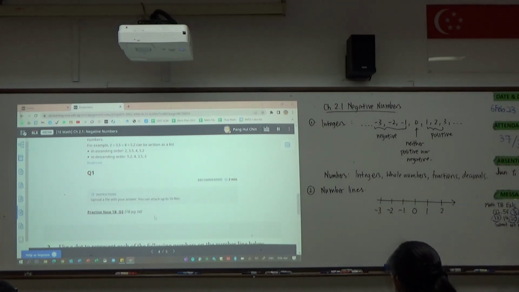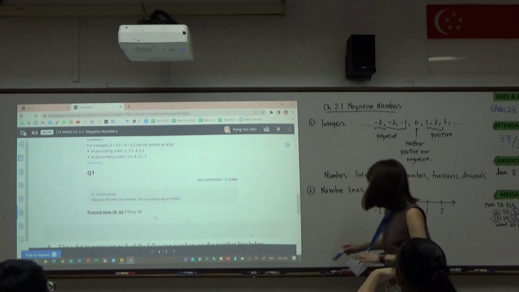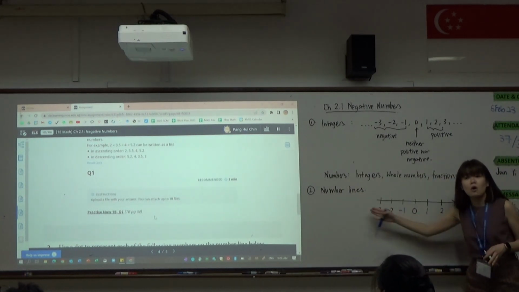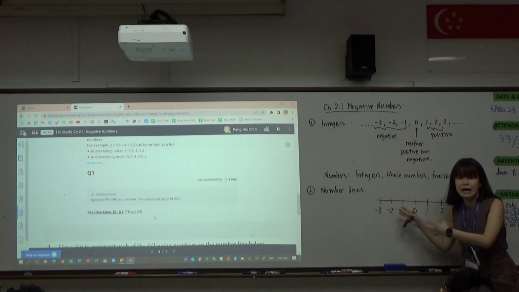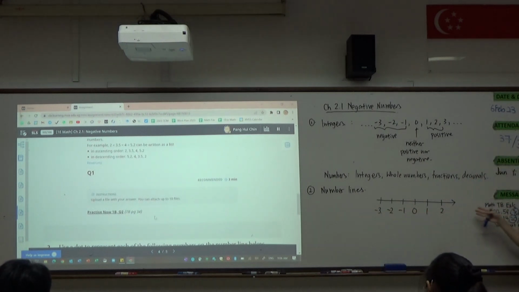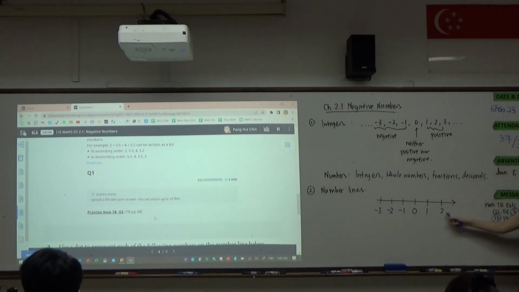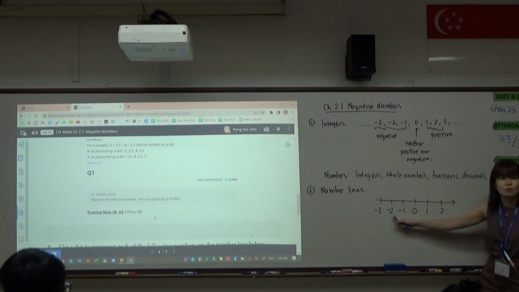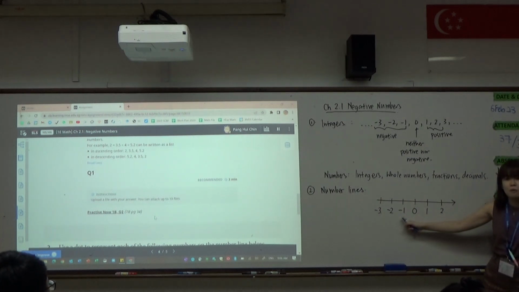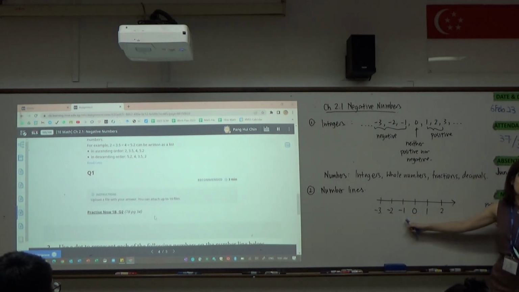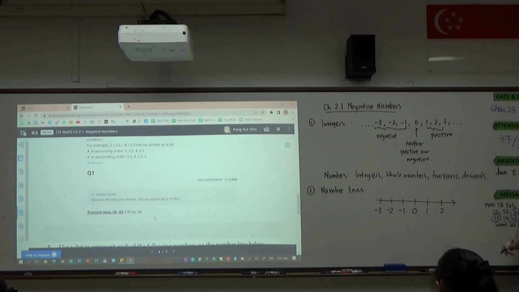From the number line itself, we can see that the numbers on the left will always be smaller in value. Numbers on the right will be bigger in value. So from the number line, I can see that 2 is greater than negative 1. And then negative 3 is lesser than negative 2. Negative 3 is lesser than negative 1. So that's what we can observe from a number line.